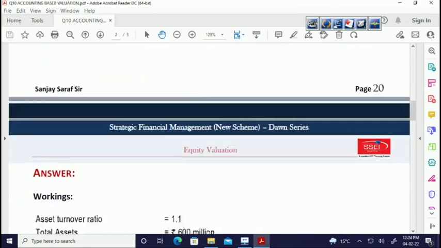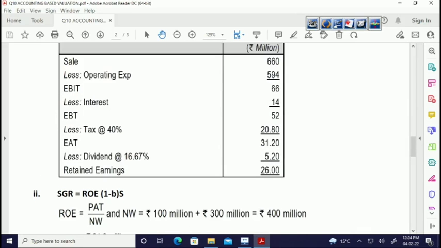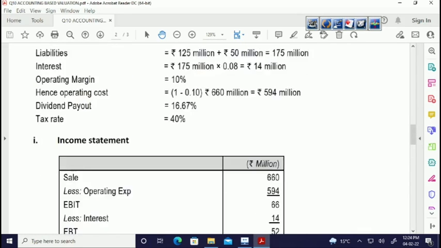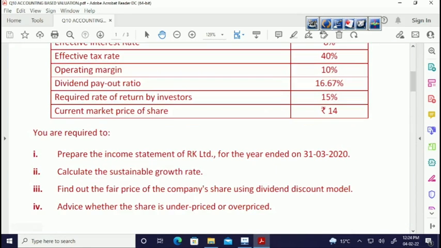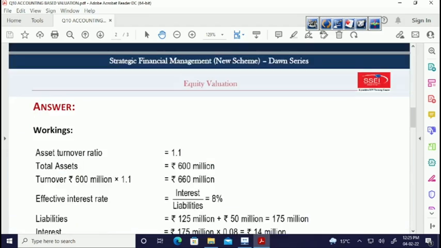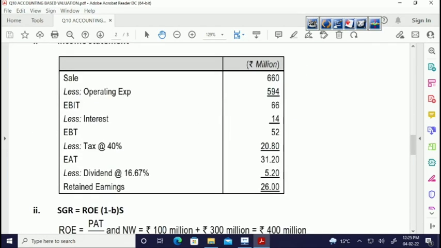So income statement. Let's see. Yes, here we have the income statement, 26 retained earning. Perfect. Second, calculate the sustainable growth rate. That's G equal to B into R. So B is the retention ratio. Since payout ratio is 16.67, retention ratio is 83.33. And what's the ROE? We got the PAT, 31.2.